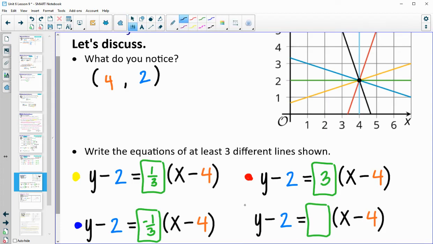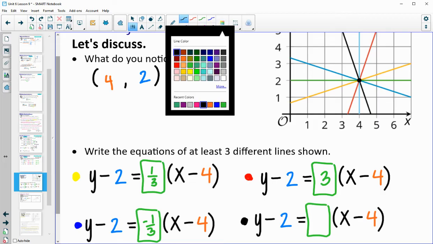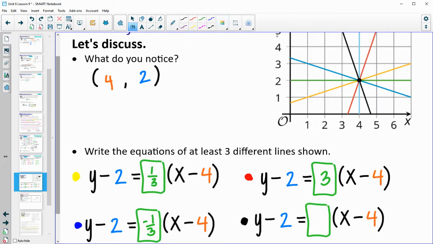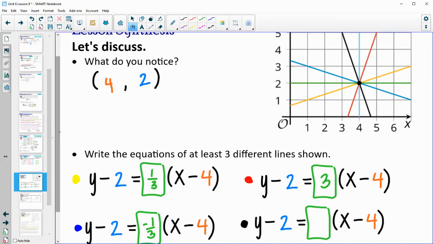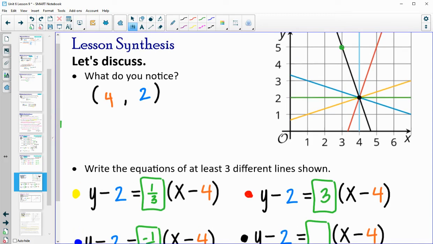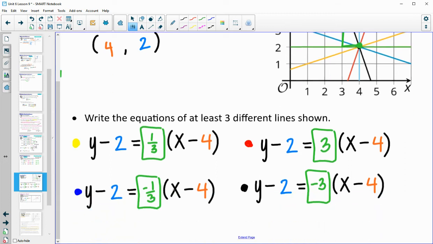But notice that they all have the same point that they're going through. So I don't have to keep plugging in a different point because I already know that it's all going through the point (4, 2). So if we took a look at the black line, here's a point that the black line starts at. So down 3 over 1. So down 3 over 1 would be a slope of -3 for that black line.